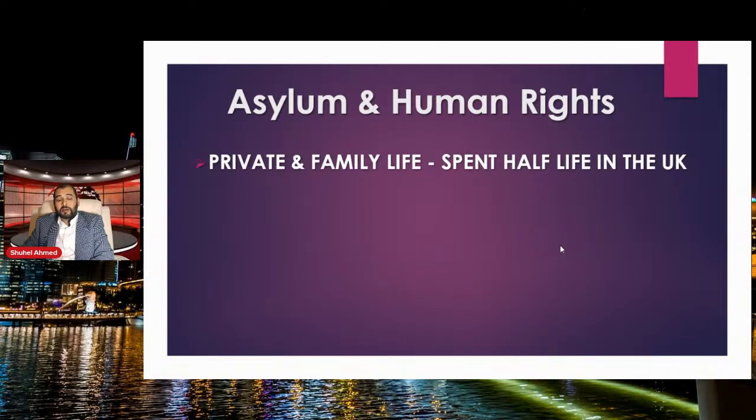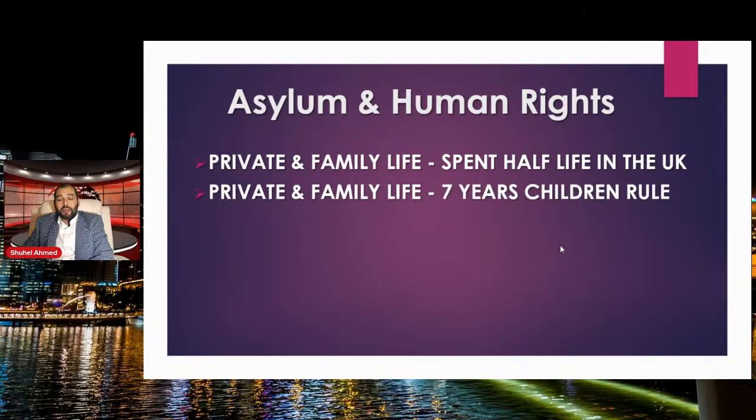And finally, Article 8. This relates to human rights claims, private and family life. If someone has spent half of his life in the UK and is under 25, he can claim leave to remain on the basis of Article 8, private and family life. If a child was born in the UK, or born outside the UK but before he turned 18 spends 7 years in the UK, he can claim leave to remain on the basis of his private and family life under Article 8 of the European Convention on Human Rights. That is known as the 7 years rule.